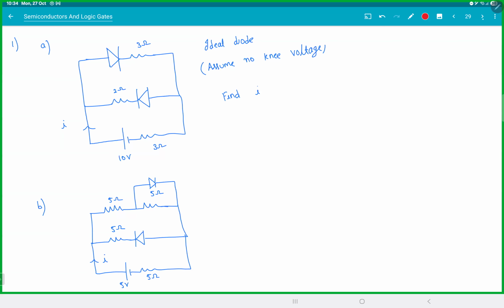So when you do this kind of question, the first thing you need to decide is which diode is in forward bias and which is in reverse. Plus, minus, minus, plus, minus. This is P, N, this is P, N, meaning this is forward bias, I'll write it FB. This is reverse, I'll write it as RB.